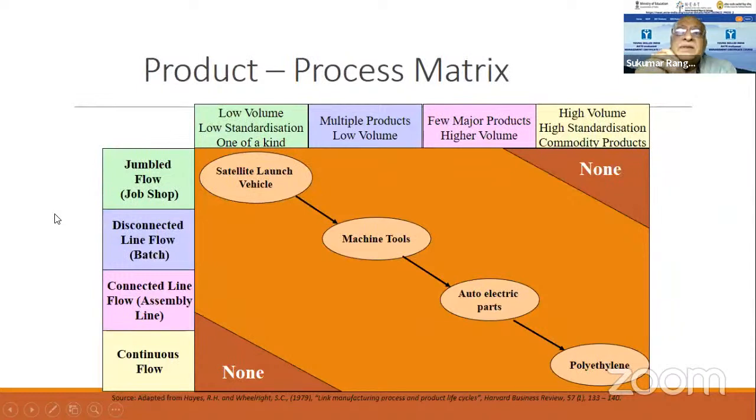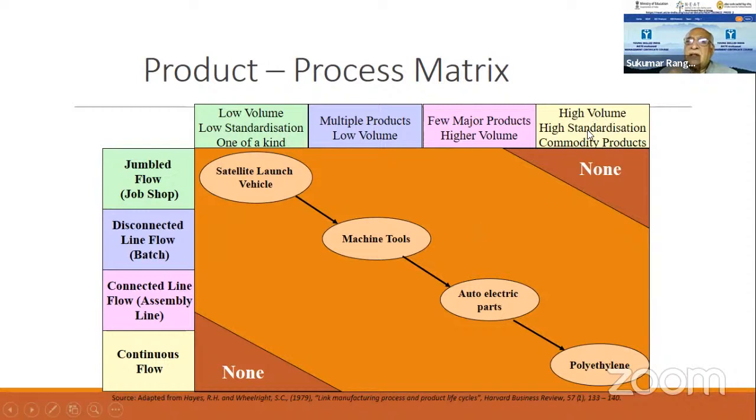Well, here is a simple diagram which tells you about product and process, where low volume, low standardization, and single products are done in a job shop situation. Multiple products, low volume, like in machine tools, use this discontinuous line flow or batch process. Few major products, higher volumes, use assembly line systems here.